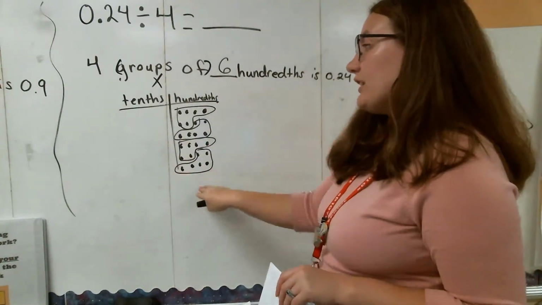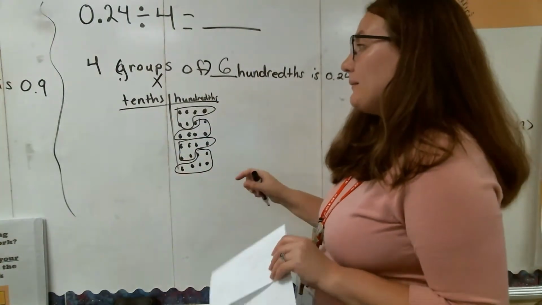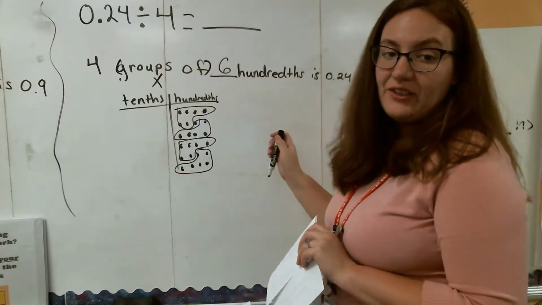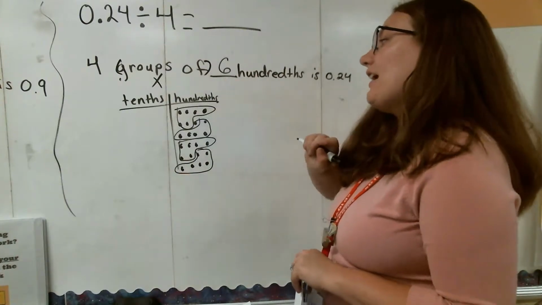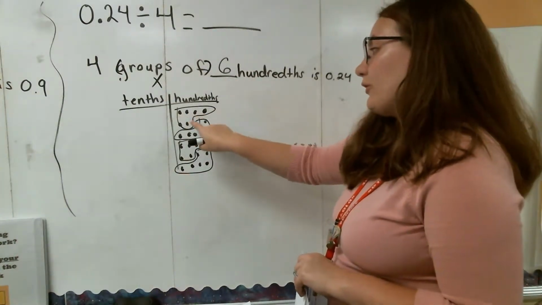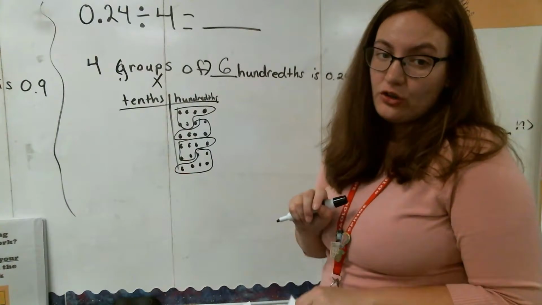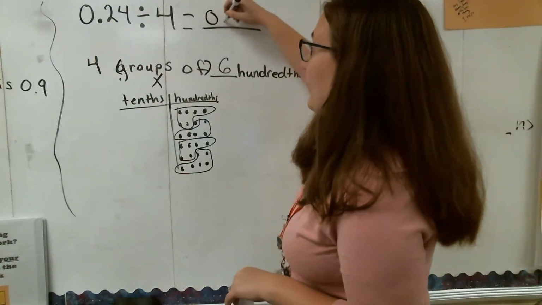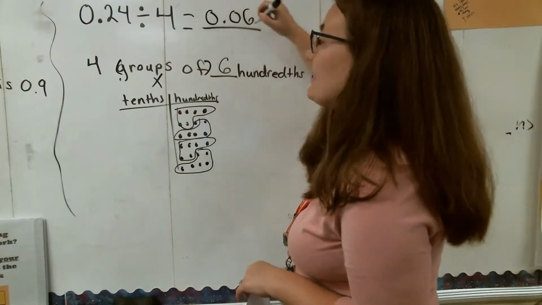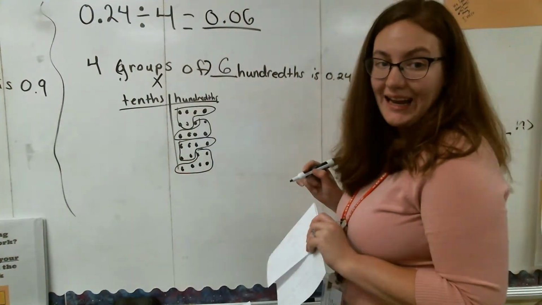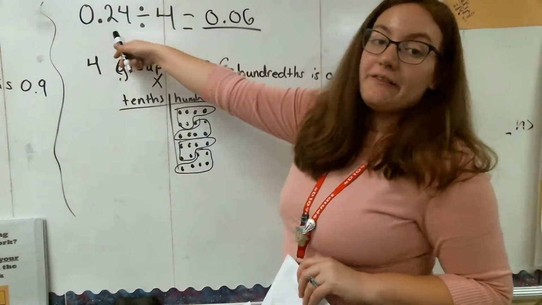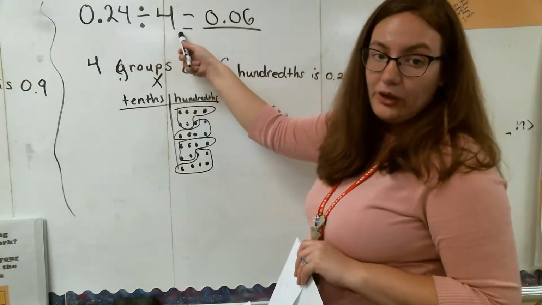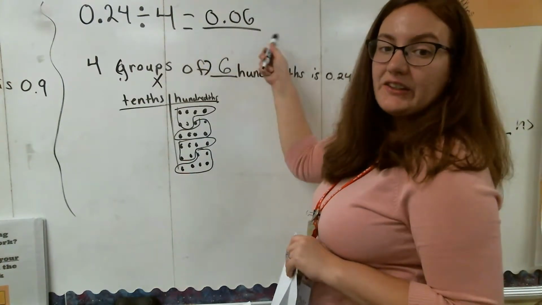So I took my 24 hundredths, I split them into 4 groups, and I made sure that all of my groups had the same amount of dots inside of them. And now I'm left with 1, 2, 3, 4, 5, 6 hundredths in each group, and 6 hundredths would be my final answer. I'll write my answer up at the top in standard form, so as a decimal. And my final answer reads as 24 hundredths divided by 4 equals 6 hundredths.